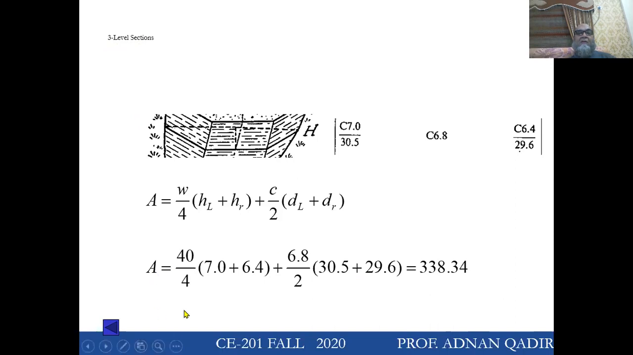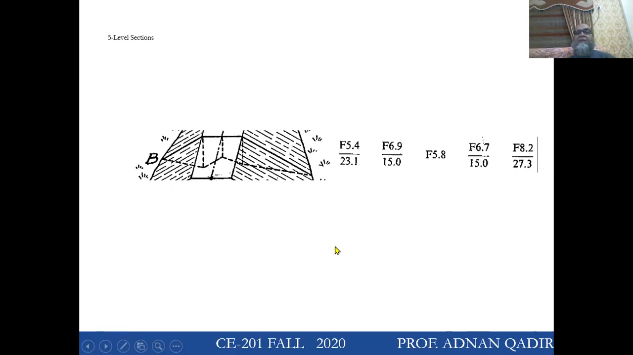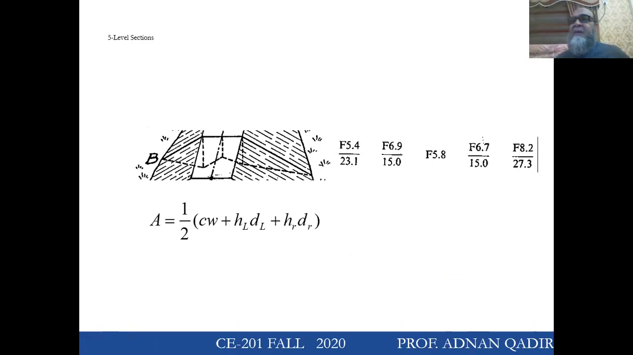Now, the same goes with this at point H, 7, HL 7, HR 6.4, and then width is again the cut section 40, 30.5, 29.6, and you get this value. This is a 5-level section. For the 5-level section, you will use this formula. You can use either this formula or that formula. I think it doesn't make any difference.